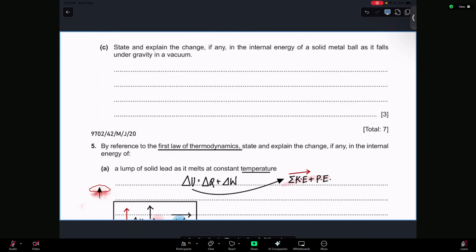Okay, are you clear? What did you write, or what did you think initially? Oh, so the gravitational work done. Yeah. Well, we are focusing on the particles.